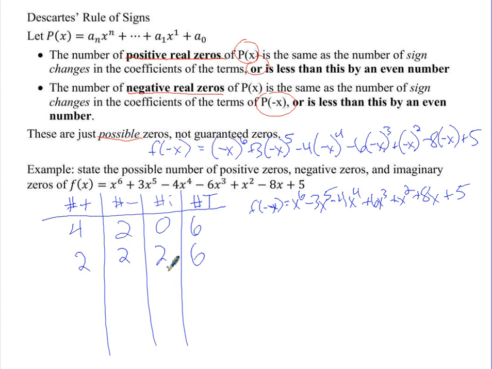Or I can go less than this by 2 also. I can have 0 positive real roots. I can still have the 2 negative real roots. I still need 6 total roots, so in this case, how many imaginaries would I have? 4.